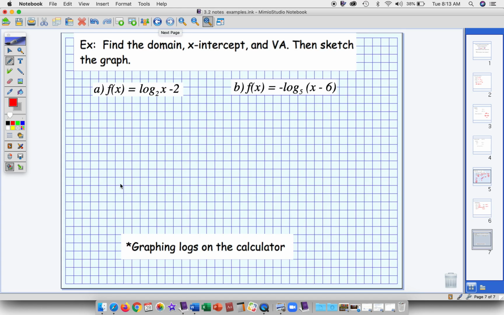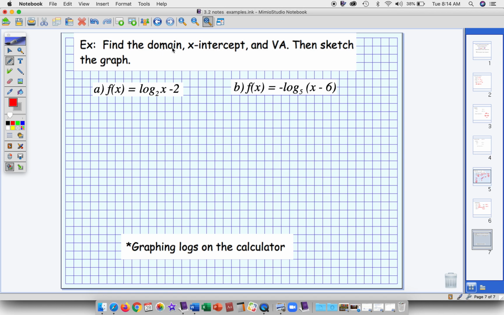Okay, so we have two examples here. You're asked to find the domain, the x-intercept, and the vertical asymptote. So remember, initially the vertical asymptote was the y-axis. So if that graph moves left or right, the asymptote is going to go along with it. Initially our x-intercept was 1, 0. So same thing, if it shifts left or right, then that x-intercept is going to go along with the shifting.